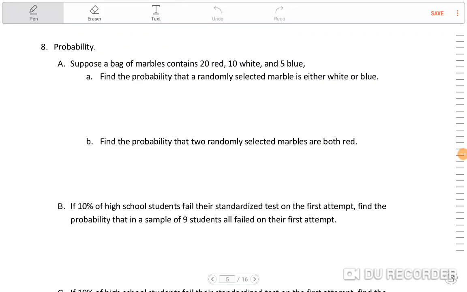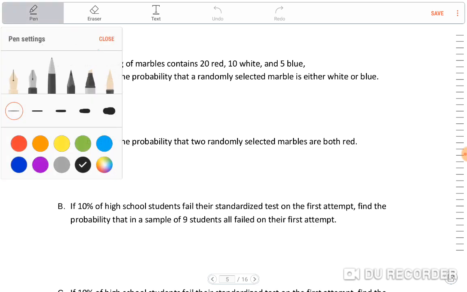Okay, so question 8 is talking about probability. This is our chapter 5 stuff. The first part, capital A, says, suppose a bag of marbles contains 20 red, 10 white, and 5 blue. Find the probability that a randomly selected marble is either white or blue.